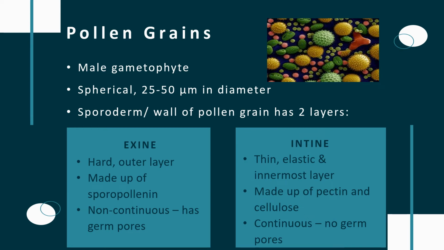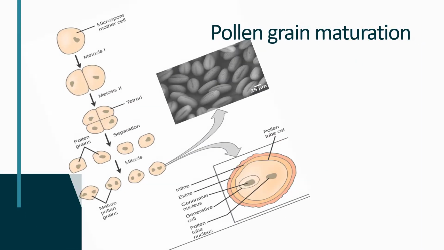If the apertures have circular outline, we call them germ pores, and if apertures are elongated, we call them germinal furrows. The wide array of pattern and design exhibited by exine is shown here in the scanning electron microscopic images of pollen grain, showing how beautiful they look. Intine, on the other hand, is thin and elastic, made up of pectin and cellulose. There are no germ pores, hence the intine layer is continuous.